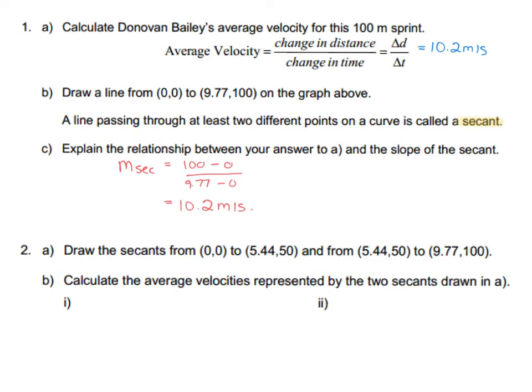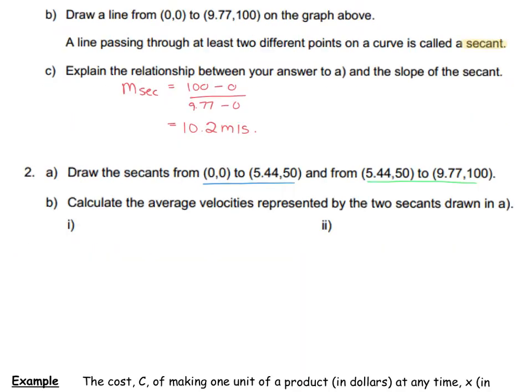Okay, so now let's use this idea of secant lines, and we're going to draw secants from 0, 0 to 5.44, and then we're going to draw a secant for the second half of his race. What we're going to do is look at the average velocity, or the average rate of change, between the two different halves of the race and see what happened, okay? So I'm going to try and color code this for you. I'm going to go back to the graph, and we're going to draw the first secant line.